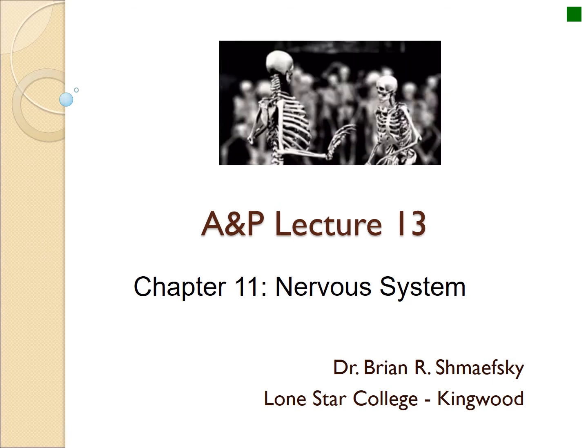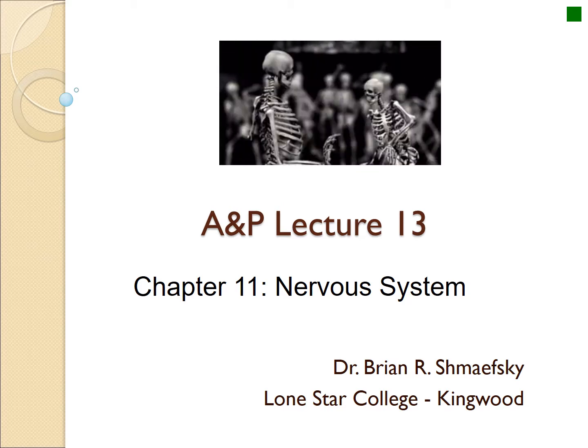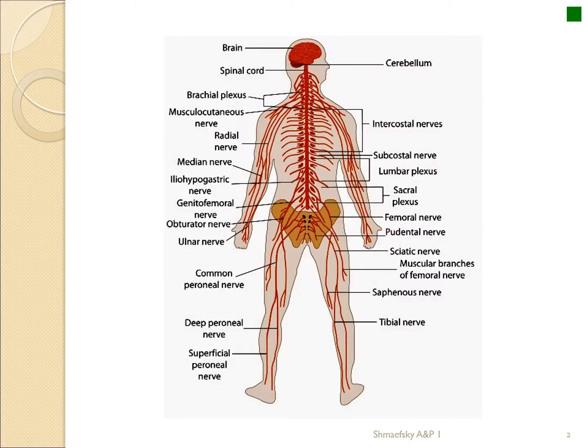I'd like to welcome you to Lecture 13, which will be Chapter 11 of our book on the nervous system. And in this lecture, we're going to look at just the structure and organization of the nervous system. So to start with, you can see the extent of the nervous system. Of course, this is leaving out minor nerves, but the nervous system we're going to see includes structurally the central nervous system, and then we're going to look at the peripheral nervous system.